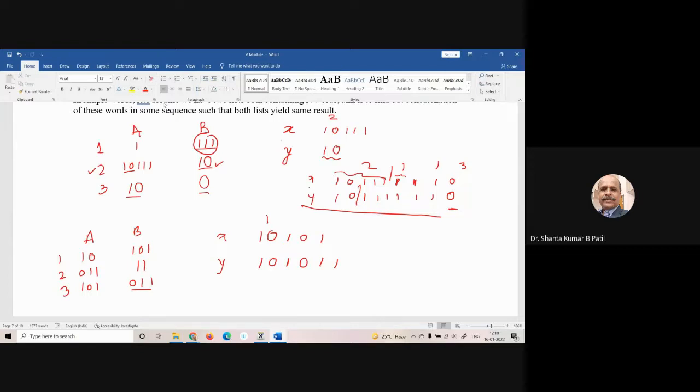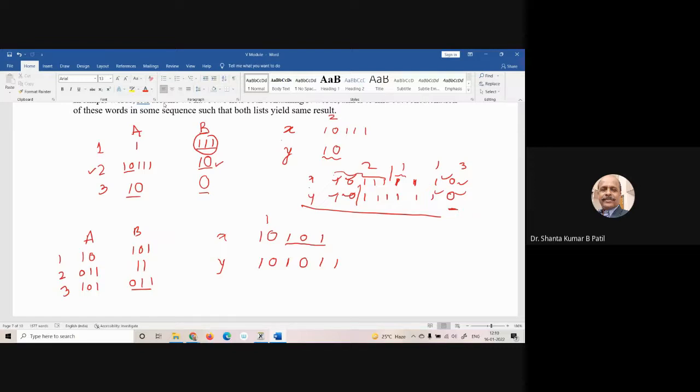The first bit is 1 on both sides. The second bit is 0, the second bit is 0. The last bit is 0, the last bit is 0. The last but one bit is 1, so here also the last but one bit is 1. I'm taking care now. If you take 3, then 3 is 101. So I have taken 101. Here 3 is 011.